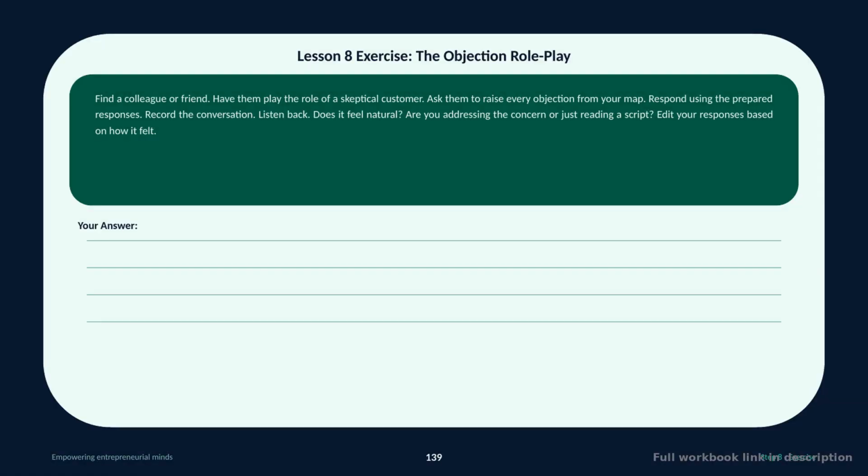For this exercise, find a colleague or friend. Have them play the role of a skeptical customer. Ask them to raise every objection from your map. Respond using your prepared responses. Record the conversation. Listen back. Does it feel natural? Edit your responses based on how it felt.